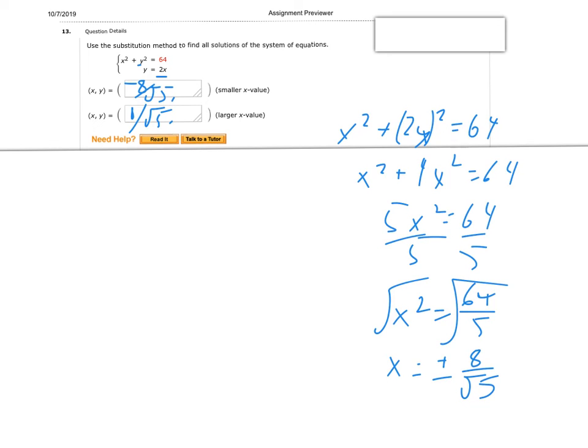Okay, so I'll plug those back in. We always need to plug it into the linear one if possible. And so we're just going to do 2 times negative 8 over rad 5. Now remember that that's 2 over 1. So this one's going to be negative 16 over rad 5. And then this one will be positive 16 over rad 5.